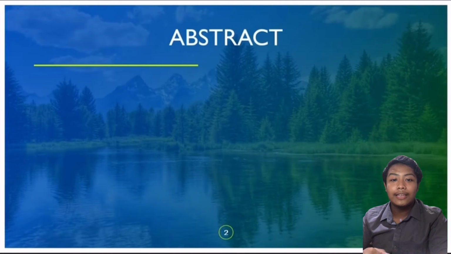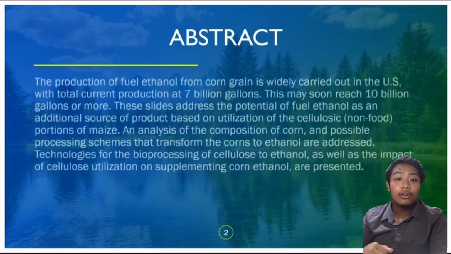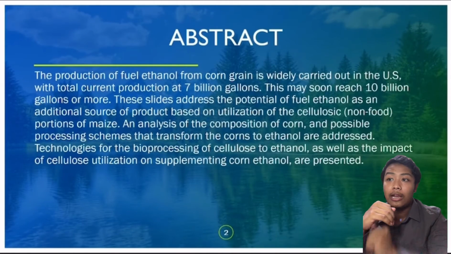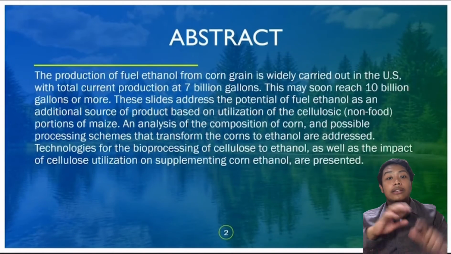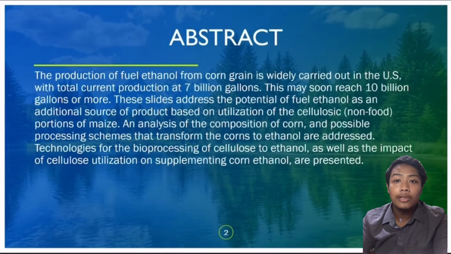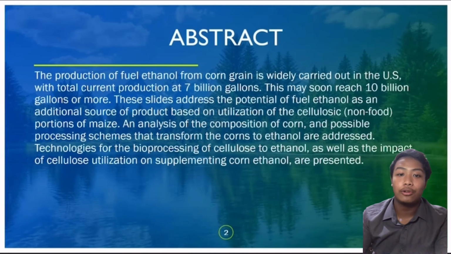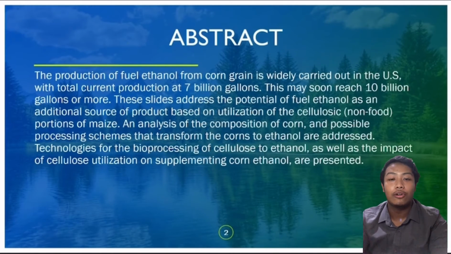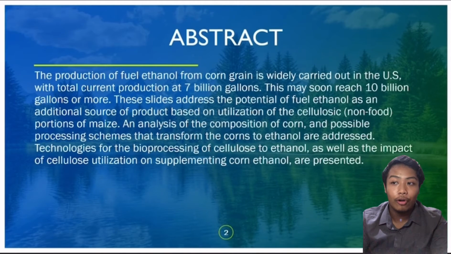The abstract of this topic is the production of fuel ethanol from corn grain is widely carried out in the US with total current production at 7 billion gallons. This may soon reach 10 billion gallons or more. These slides address the potential of fuel ethanol as an additional source of product based on utilization of the cellulosic portions of maize. An analysis of the composition of corn and possible processing schemes that transform the corns to ethanol are addressed. Technologies for the bioprocessing of cellulose to ethanol as well as the impact of cellulose utilization on supplementing corn ethanol are presented.